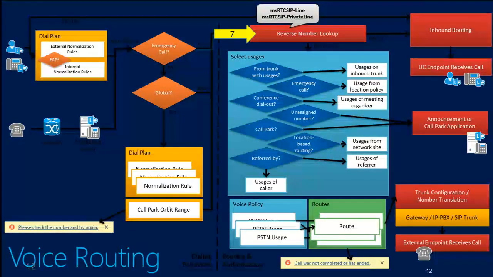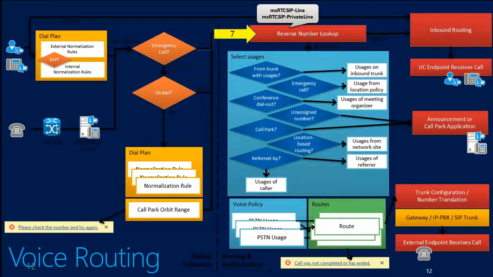When normalization is done, we say, okay, this is the number. Then the other thing Lync does is it checks. It does a reverse number lookup. It finds out maybe this number already exists within the organization. Maybe it belongs to a user, or maybe it's involved in the simultaneous ring and all of that.